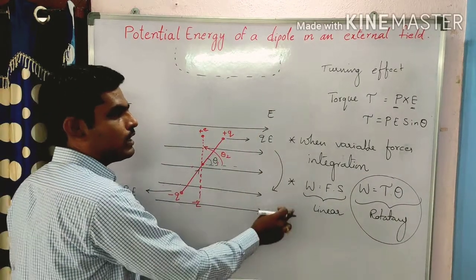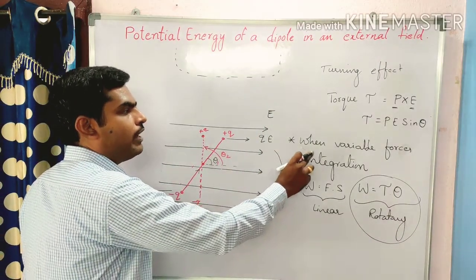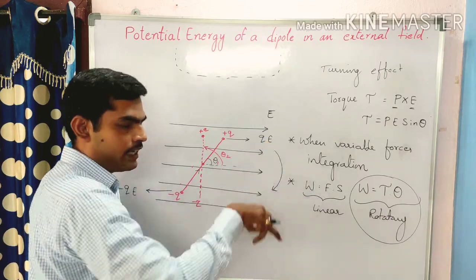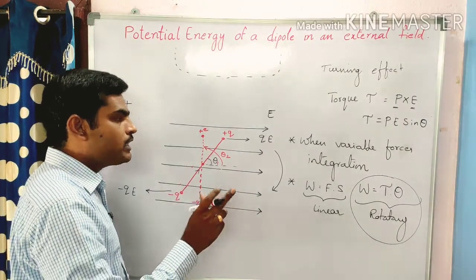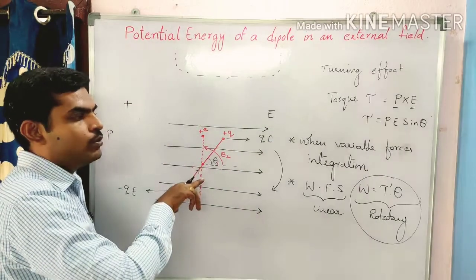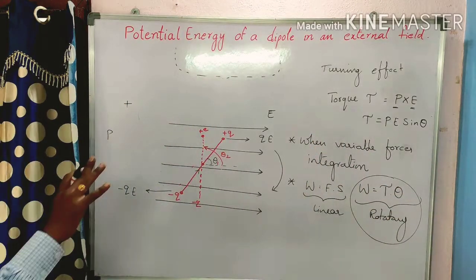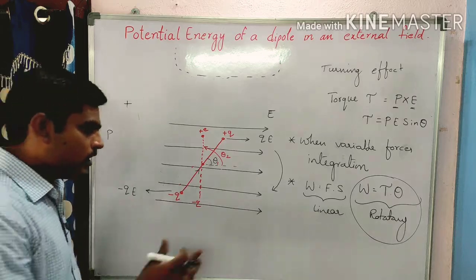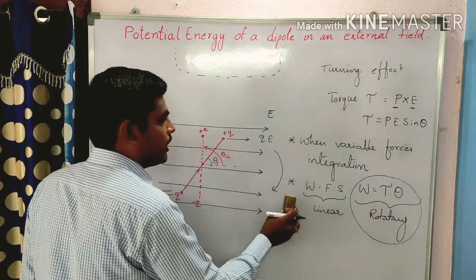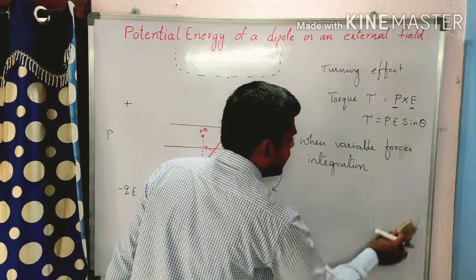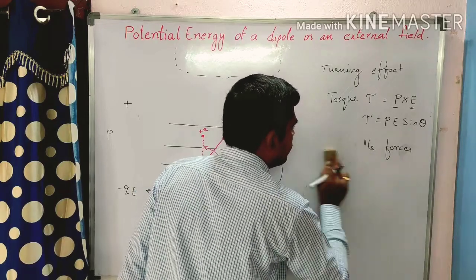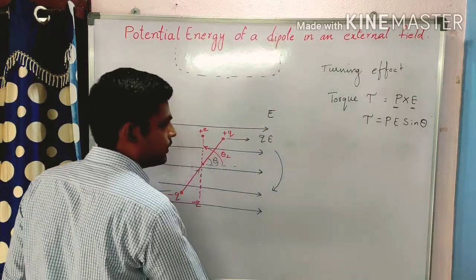So these two things you have to remind. One is when variable forces are there, then we have to take the integration. Second one is when there is a rotatory motion, then the work done is the product of tau and theta. Now I am going to rub this one. After rubbing, I will take integration as I have said here. Please note that point if it is needed.